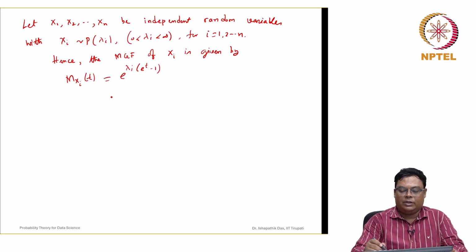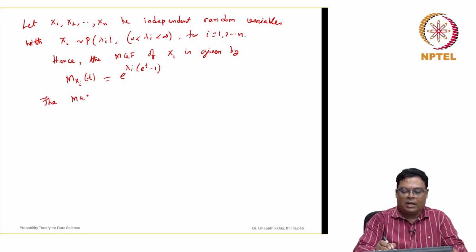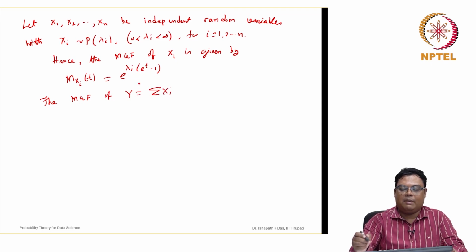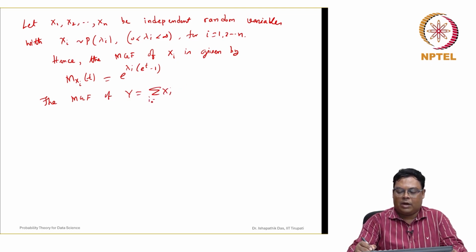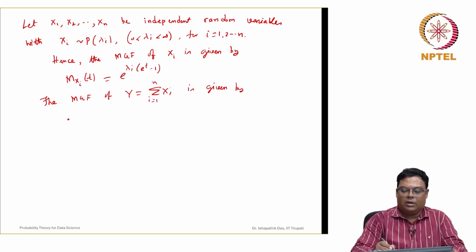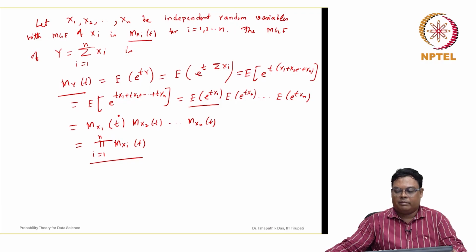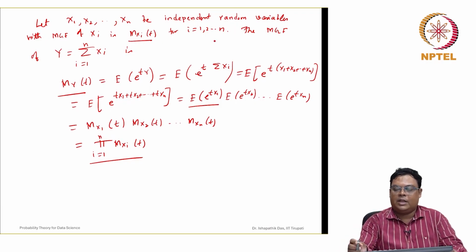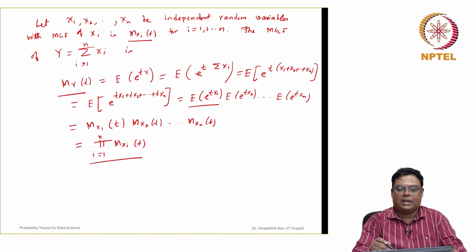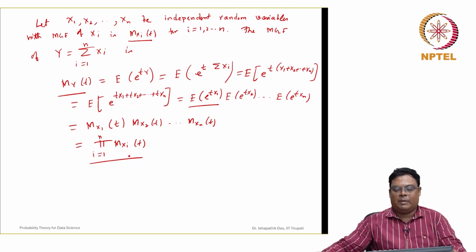Now we will use this theorem. Hence the moment generating function of Y, equal to the summation of Xi for i equal to 1 to n, because they are independent, is given by M_Y(t). These things we have already done. In this theorem, whenever X1, X2, ..., Xn are independent random variables with moment generating functions M_Xi(t), in the general case M_Y(t) will be nothing but the product of their individual moment generating functions.